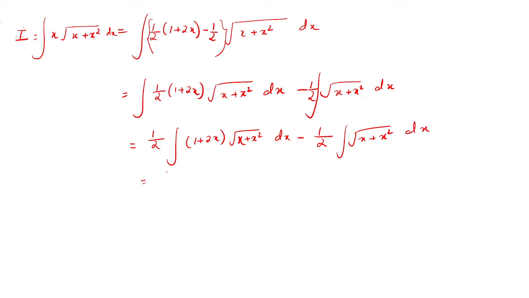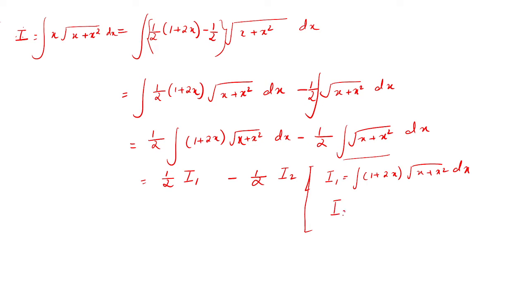So what I'll do over here is I will take this integration as I1, and I will take this other integration as I2. I1 actually means integration of 1 plus 2x over root of x plus x squared dx. This is just for you to understand, you don't really have to write this. If you understand even without this explanation, then well and good. Now let's work with I1.